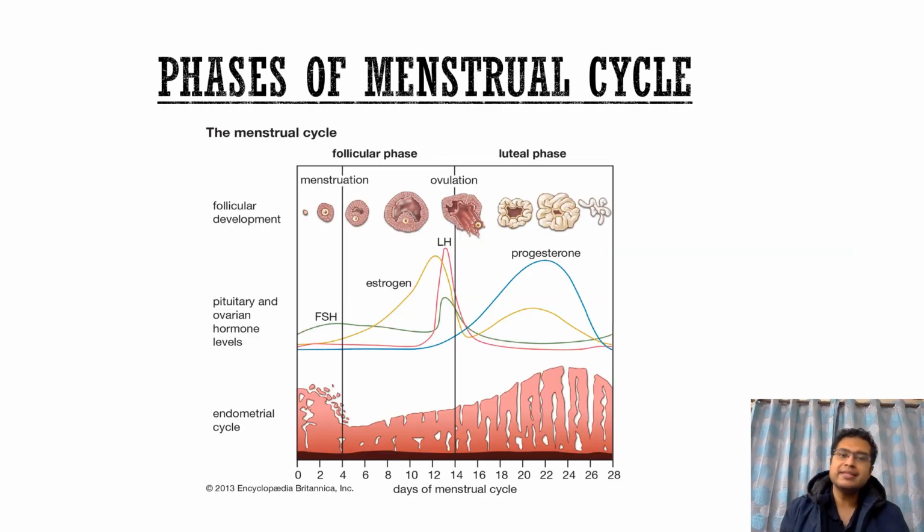So to start with the basics, we first need to understand the phases of menstrual cycle, which includes the follicular phase and the luteal phase, which is again subdivided into early follicular phase and late follicular phase and early luteal phase and late luteal phase. So in the early follicular phase, the follicular development starts, and in the late follicular phase, the dominant follicle forms, and at around 14th day of the menstrual cycle, ovulation occurs, and then the luteal phase begins. So just prior to the ovulation at around 13th day, LH surge happens. These are the basic phases of menstrual cycle.